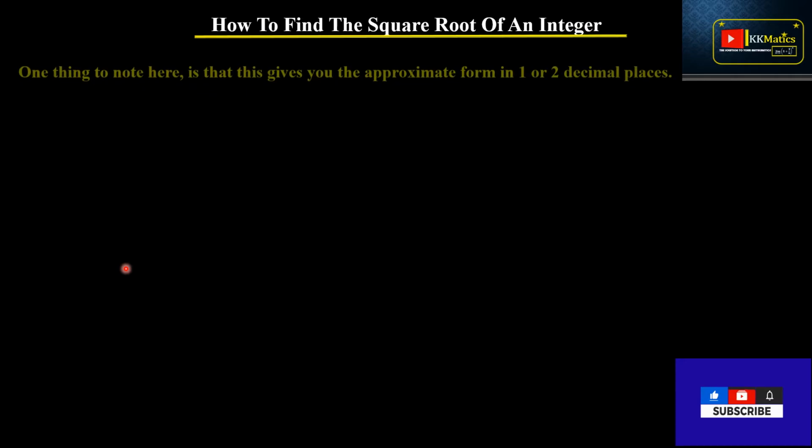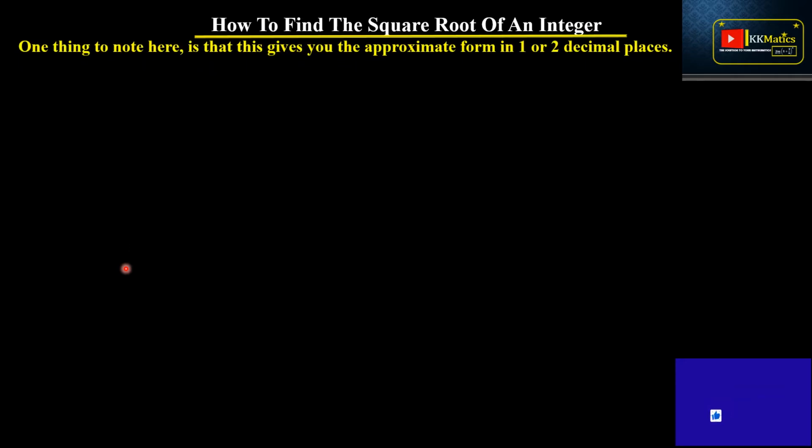Today we'll be dealing with how to find the square root of an integer. Before we go into this, it's important to note that the method we are about to present will only provide us the approximate form in one or two decimal places, and sometimes three decimal places. However, it's very useful and helpful.